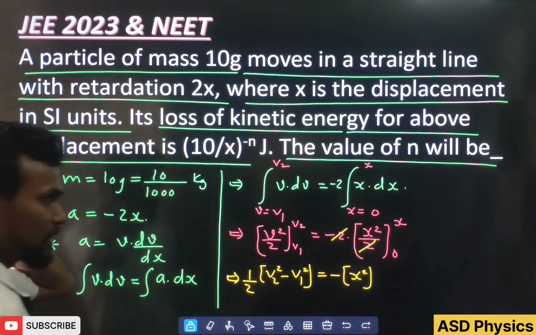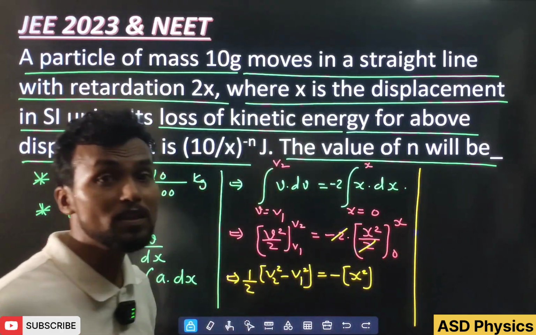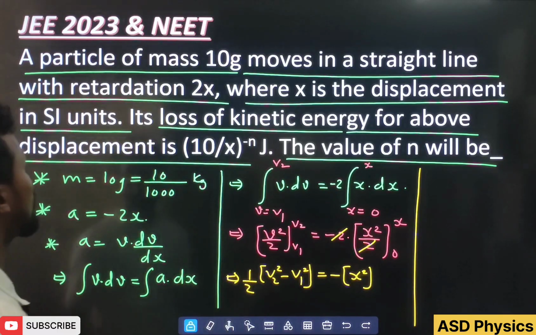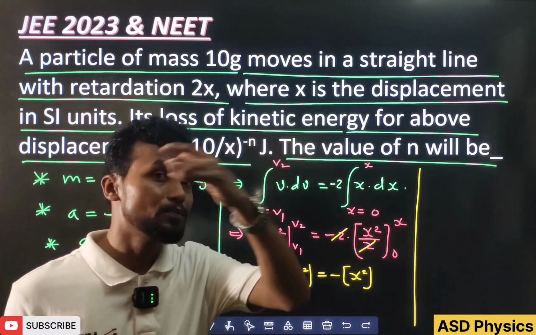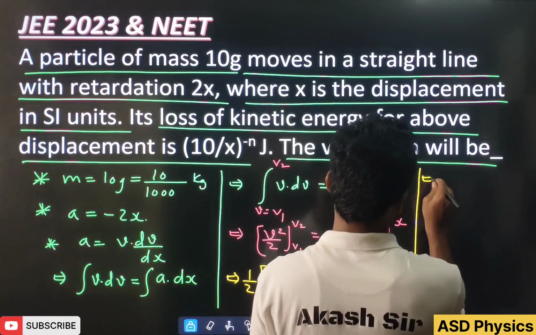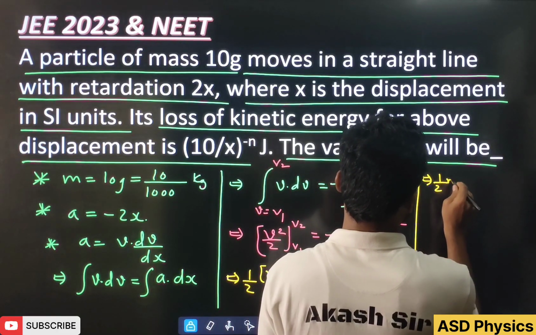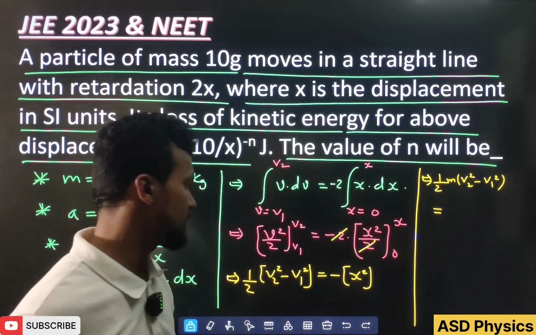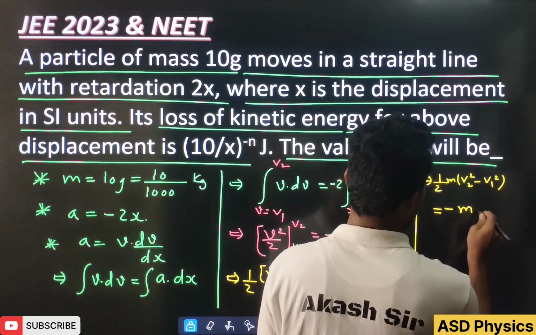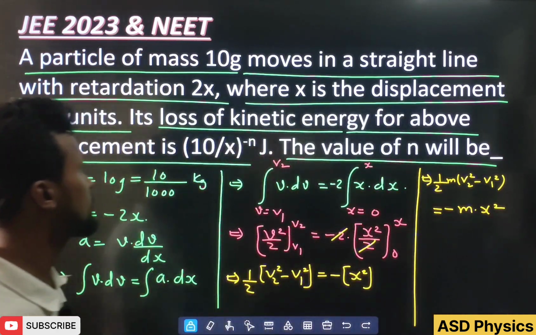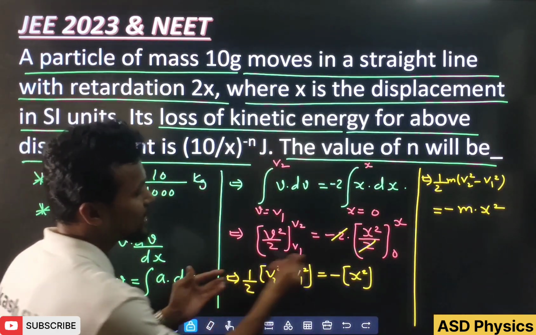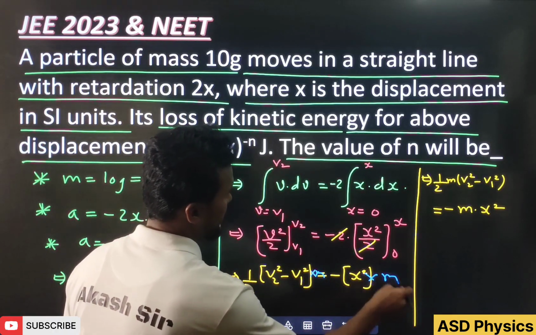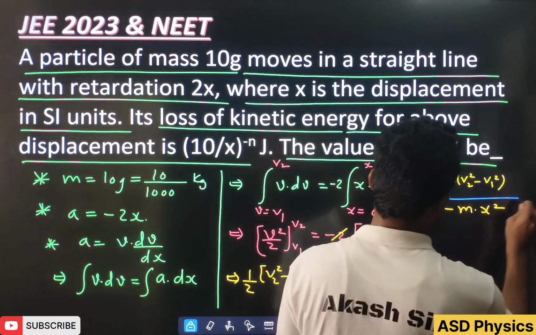Now see, the kinetic energy formula is half m v square. They are asking for the loss of kinetic energy. So I am multiplying both sides with m. Half m (v2 square minus v1 square) on one side, and here also minus m into x square. Both sides I multiplied with the mass. Here also into m, here also into m. So this loss of kinetic energy is given.